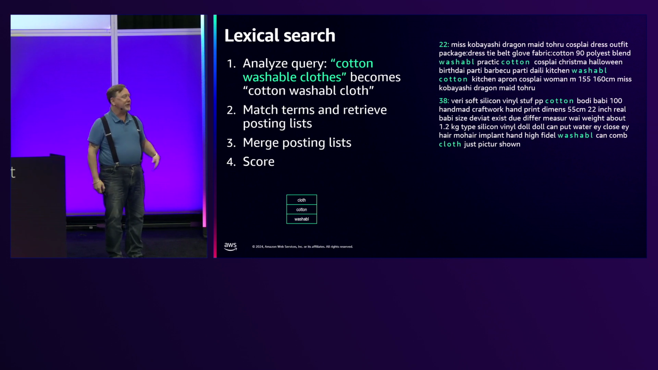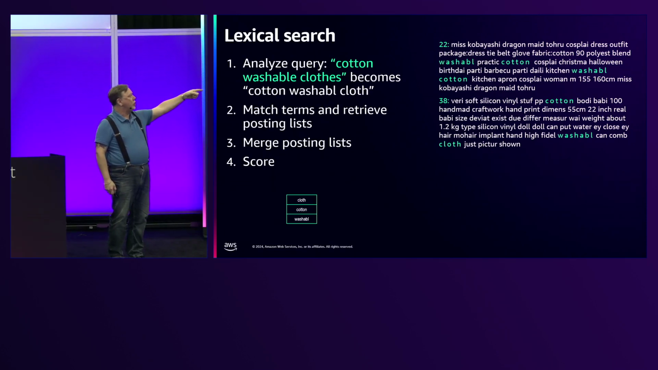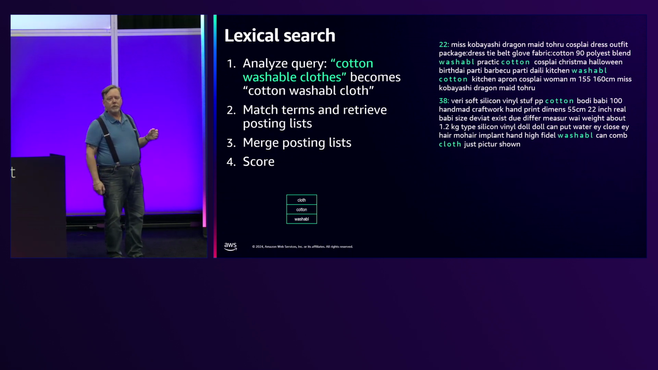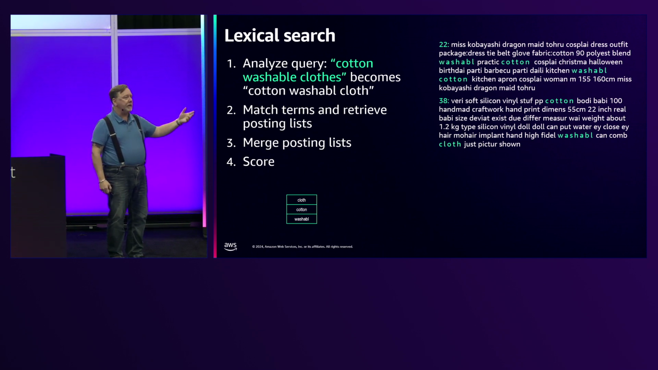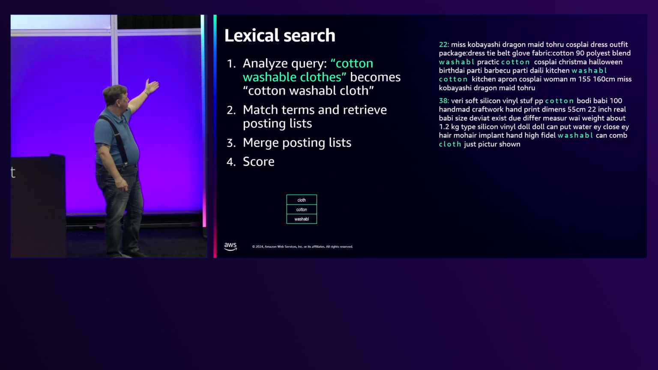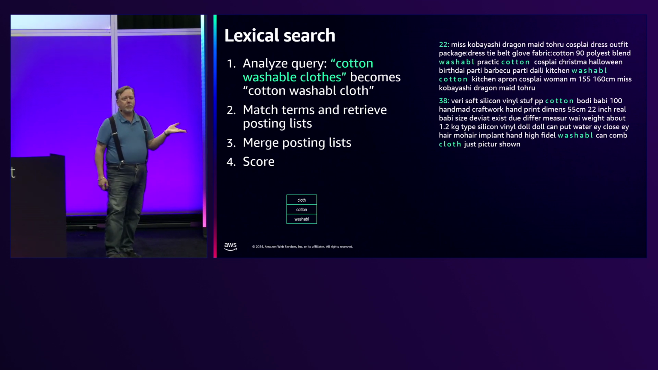And I'm just going to breeze through this, but we have a lexical search capability where we take pieces of text like "Miss Kobayashi, Dragon Maid, Tohru, cosplay, dress outfit," "very soft silicon, vinyl stuffed, cotton, stuffy," right? These are examples. I have a query like "cotton washable clothes," okay? So the first thing OpenSearch does is analyze that text and break it up into individual words, apply rules like stemming and stop words and synonyms to bring it into common form. You can see things like "very," it's got an I on the end. So this is called text analysis. It brings it to a common form. So "cotton washable clothes" becomes "cotton washable cloth."